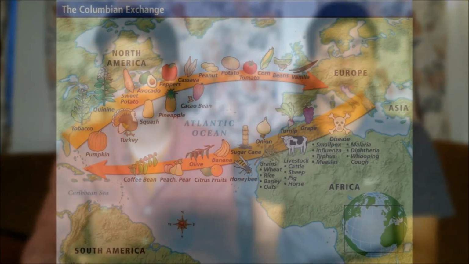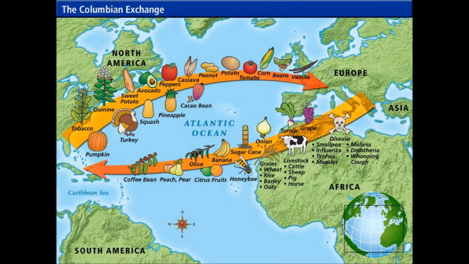From the New World, or America, came beans, peppers, pumpkins, squash, corn, potatoes, tobacco, tomato, wild rice, and more. And most notably, the STD syphilis.